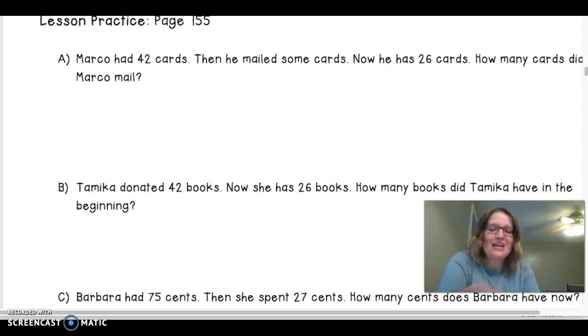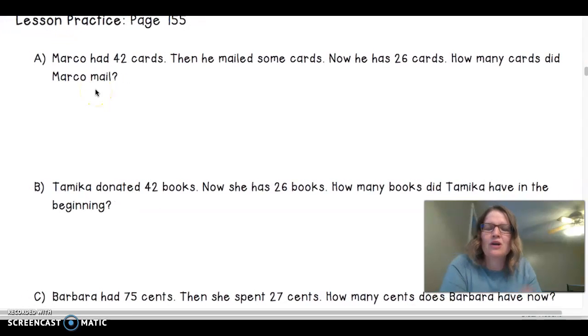First off, let's begin. Marco had 42 cards. Then he mailed some cards. Now he has 26 cards. How many cards did Marco mail? I'm going to slide this over just a little. It helps that we take a minute and understand what we have.